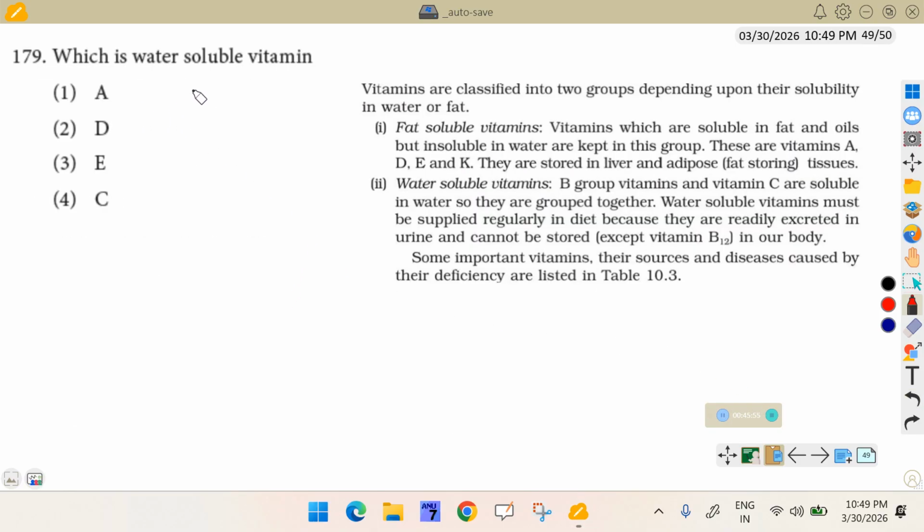Which is a water soluble vitamin? Water soluble vitamins are vitamin B and vitamin C groups.